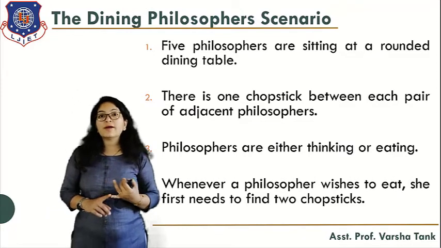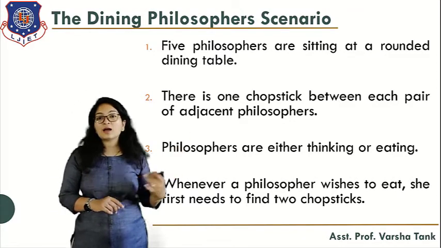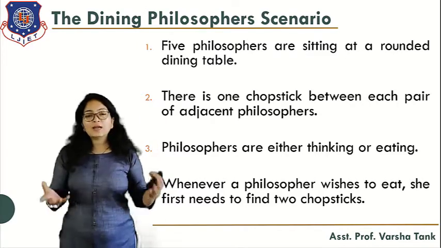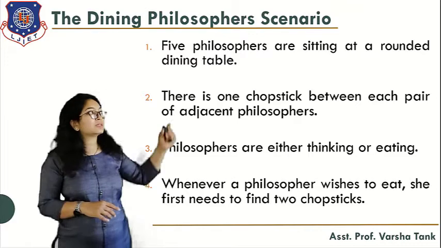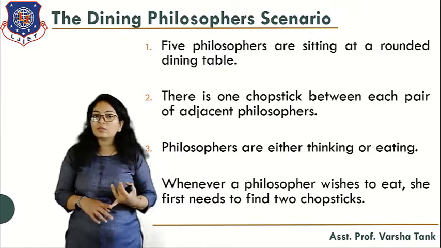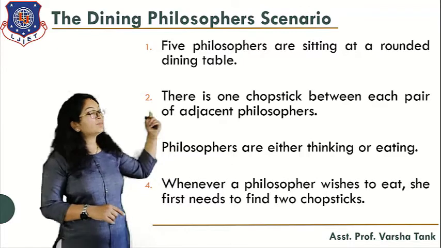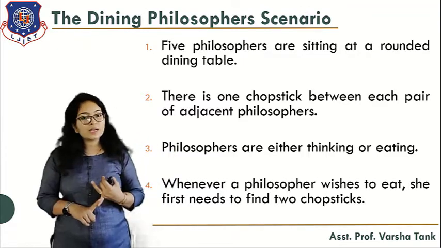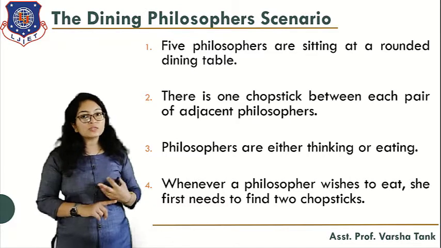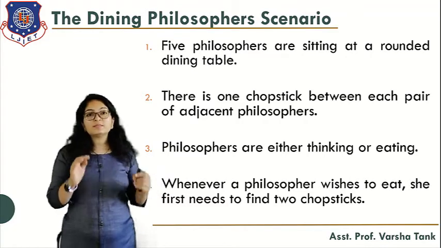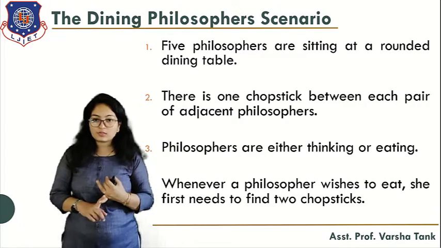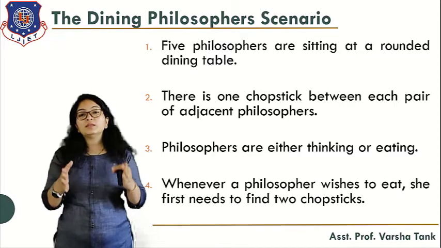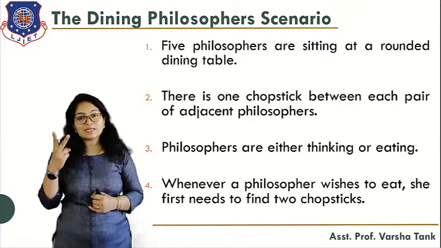First, five philosophers are sitting at the round dining table. Again, I am telling you, we have just taken the example of 5. There may be any number of philosophers, but this is the standard number that we are taking for explaining this example. This is the first scenario. The second scenario is that there is 1 chopstick between each pair of adjacent philosophers. As you have seen in the figure, there is 1 chopstick between the adjacent philosophers.